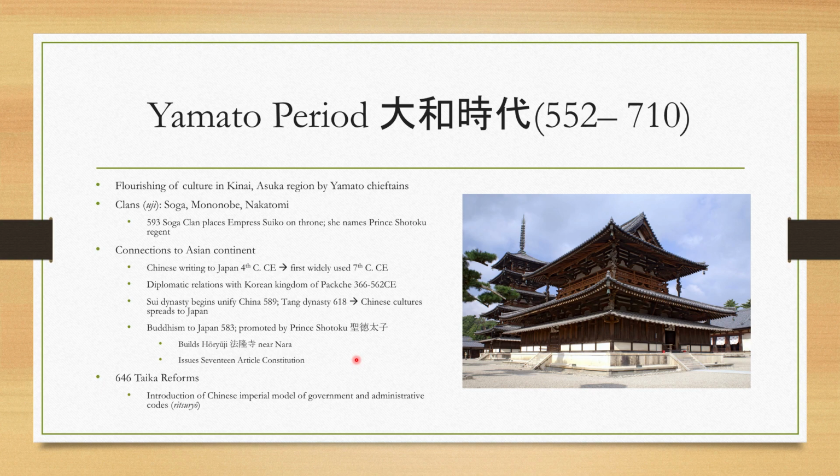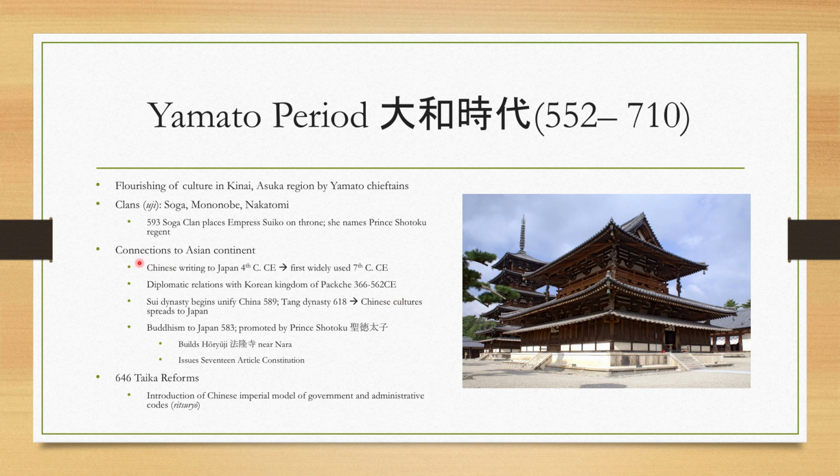Looking a bit more at the Yamato period, this was a flourishing of culture in the Kinai and Asuka regions by Yamato chieftains. There were different clans at this time, the main ones called Uji, and the main ones were the Soga, Monobe, and Nakatomi. In 593, the Soga clan places Empress Suiko on the throne, and she named Prince Shotoku as the regent, Shotoku Taishi, who we'll talk a bit more about in a minute.